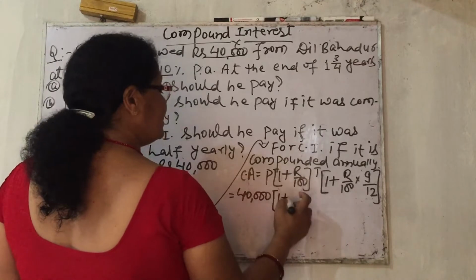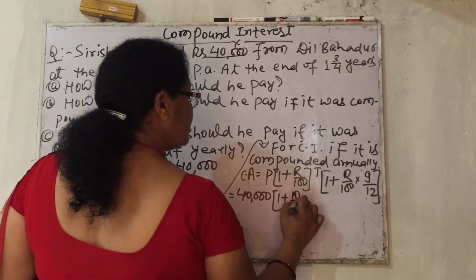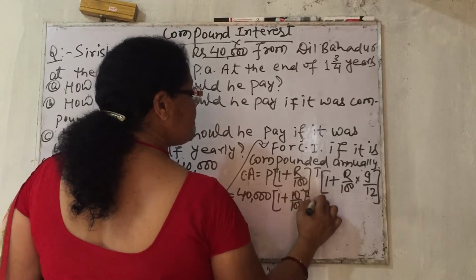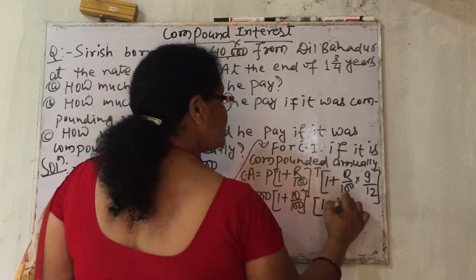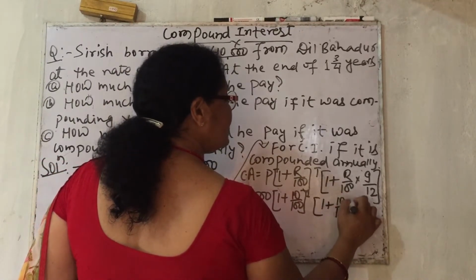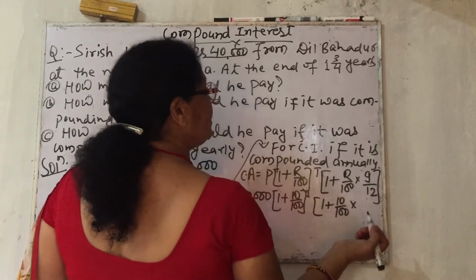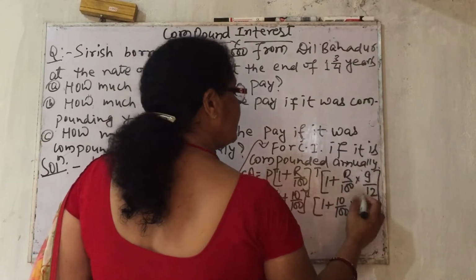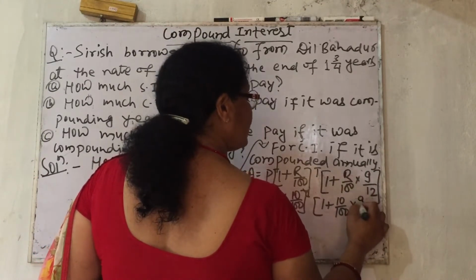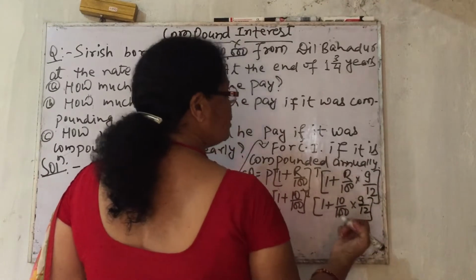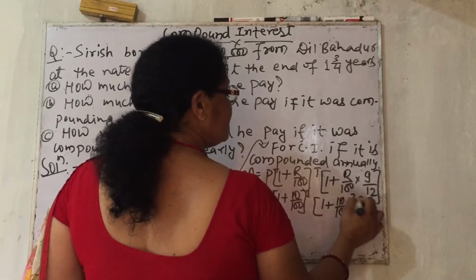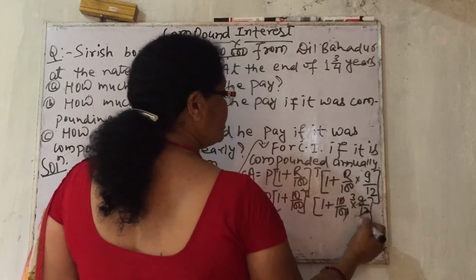1 plus R by 100. R means 10 by 100. Its power T means 1 here into 1 plus again 10 by 100 into 9 by 12. Again I am writing here 9 by 12. That means the zeros cancel. 3 3 are 9, 3 4 are 12.